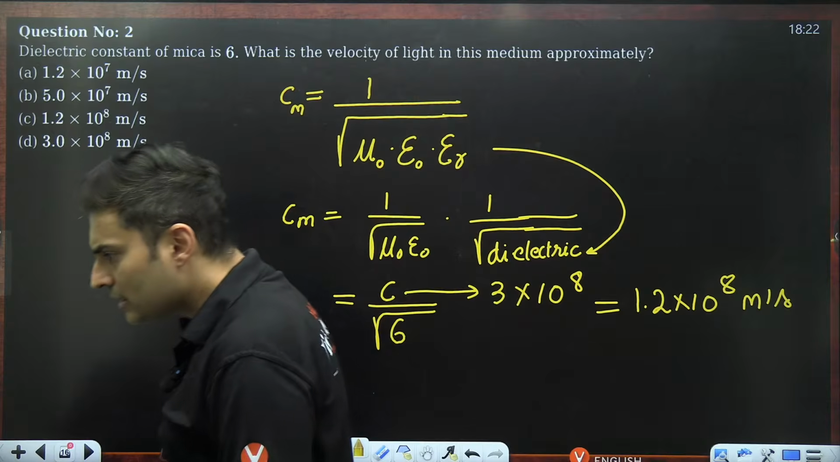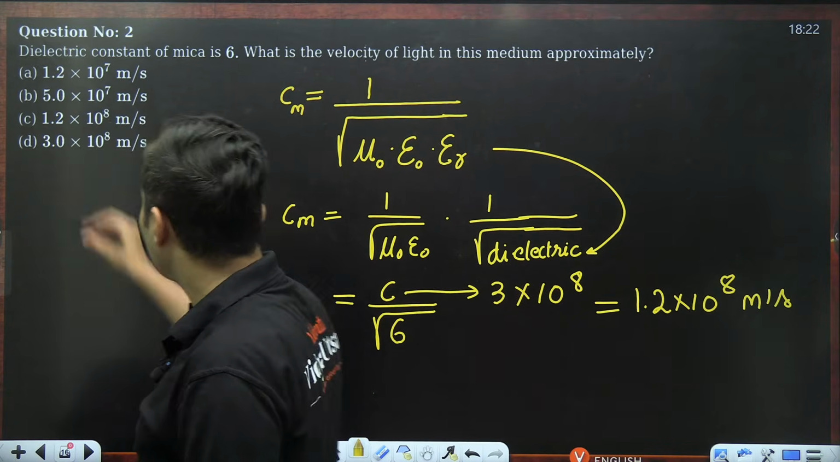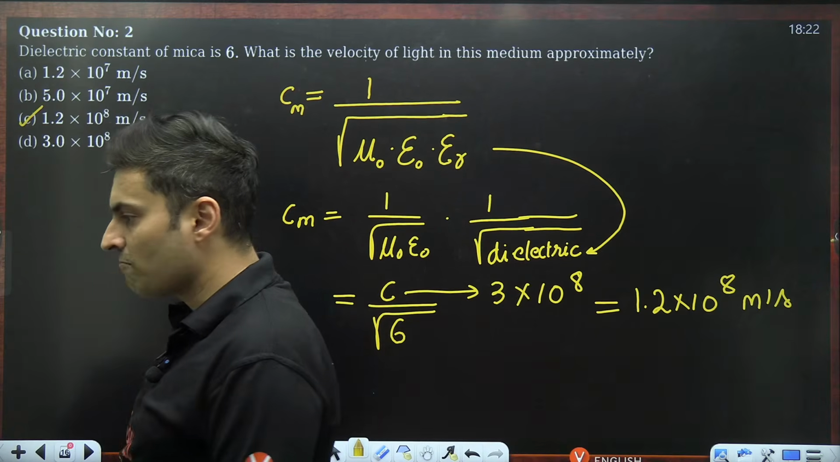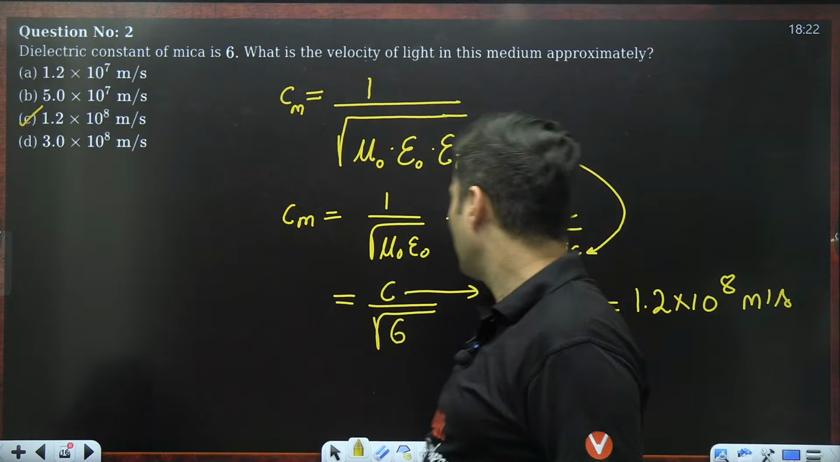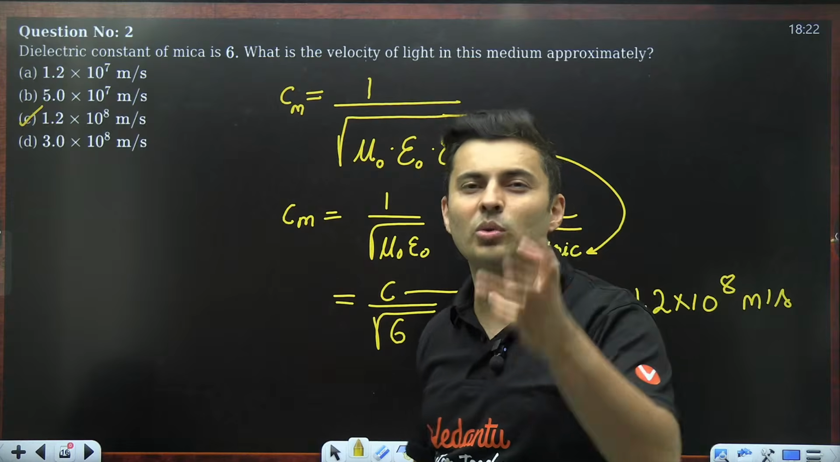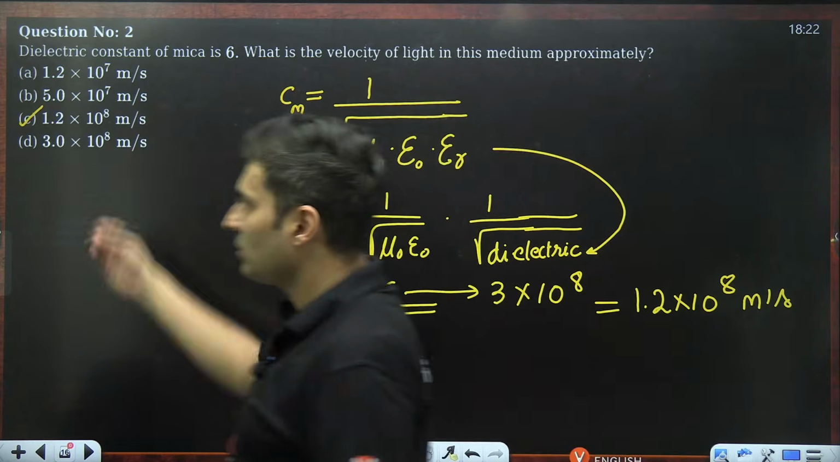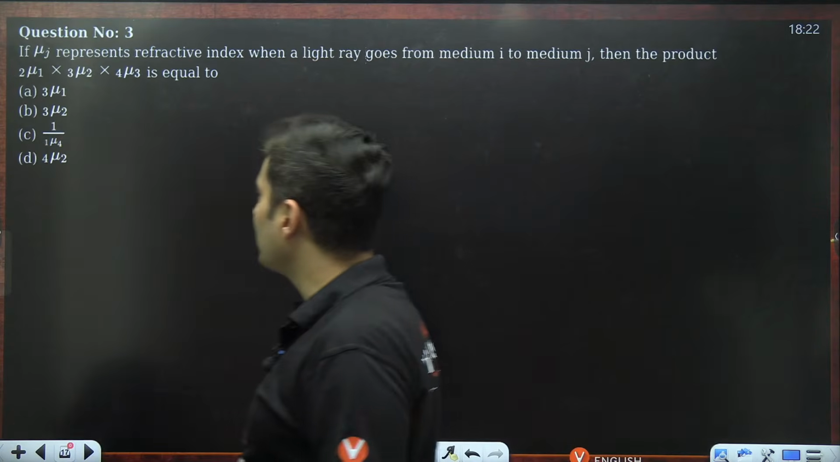Not B, guys. I think it should be C. Yeah, some of you said C. Perfect. Option C is the right answer. Root 6, guys, it will be 2 point something. So 3 by 2 point something will be 1.2. Roughly you can gauge it. So that is why the answer is 1.2. Okay, cool. Let's move on to the next one.